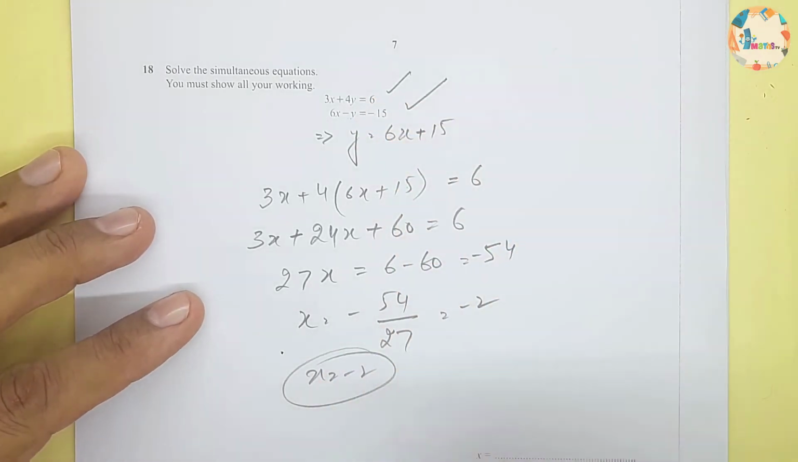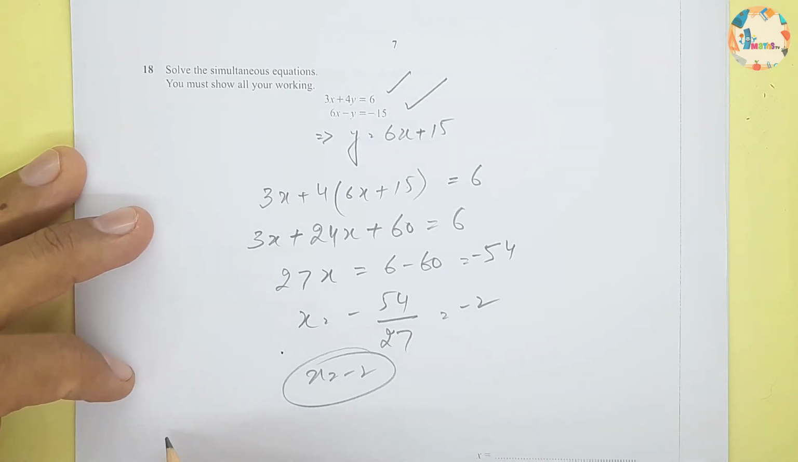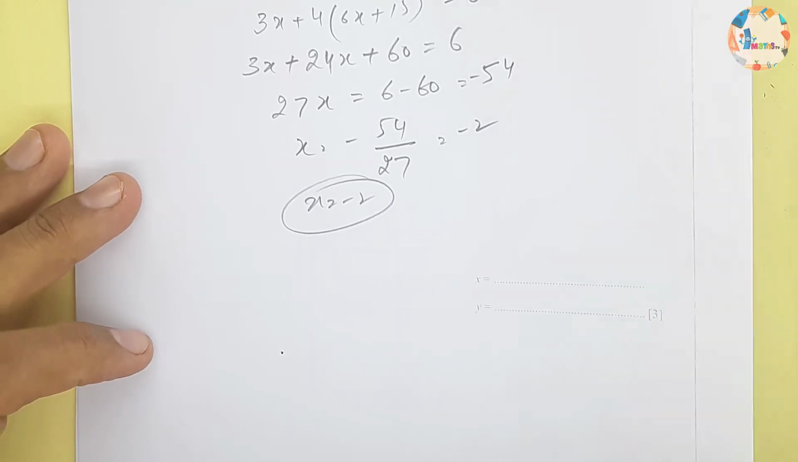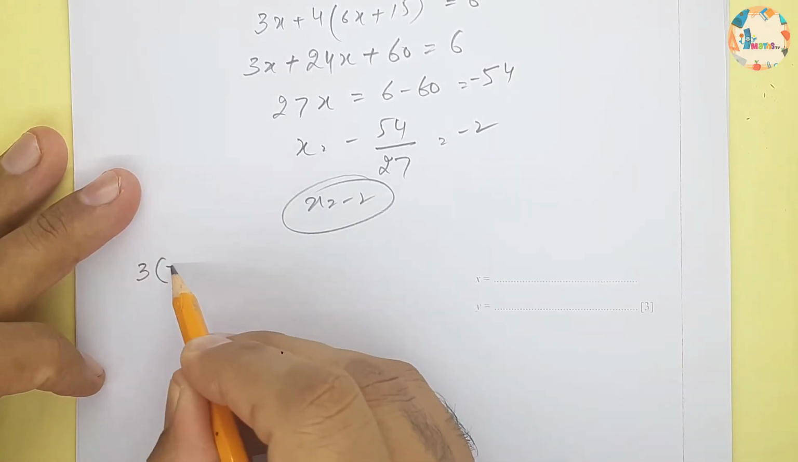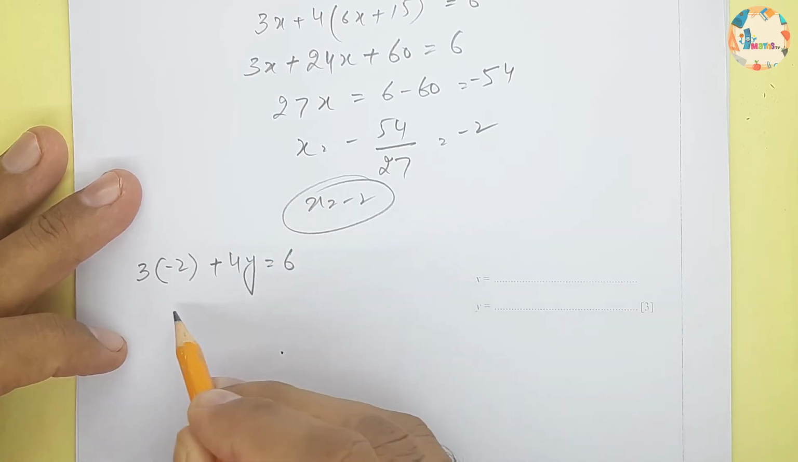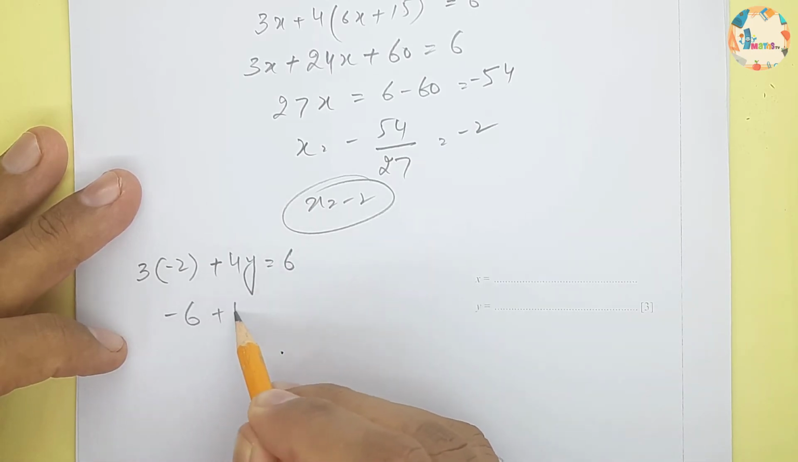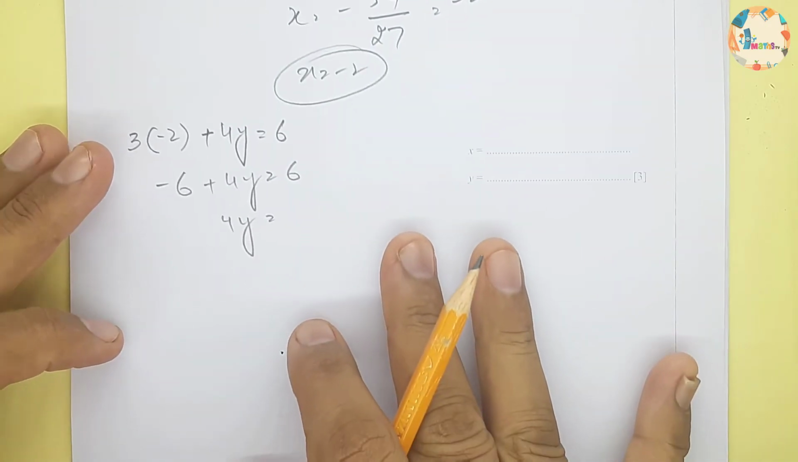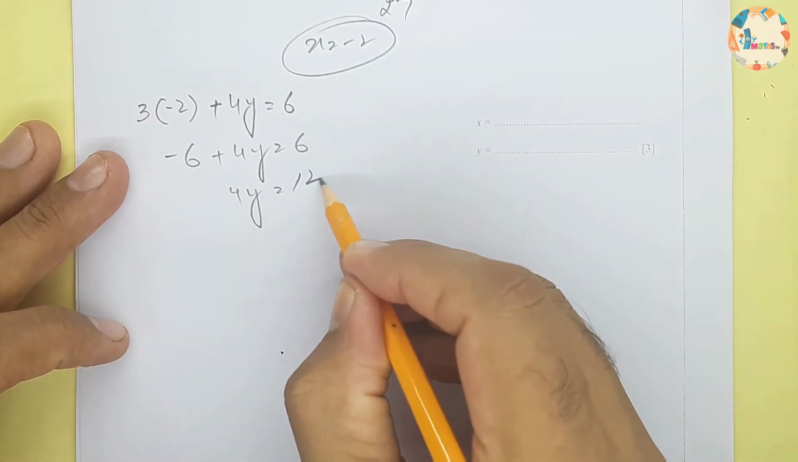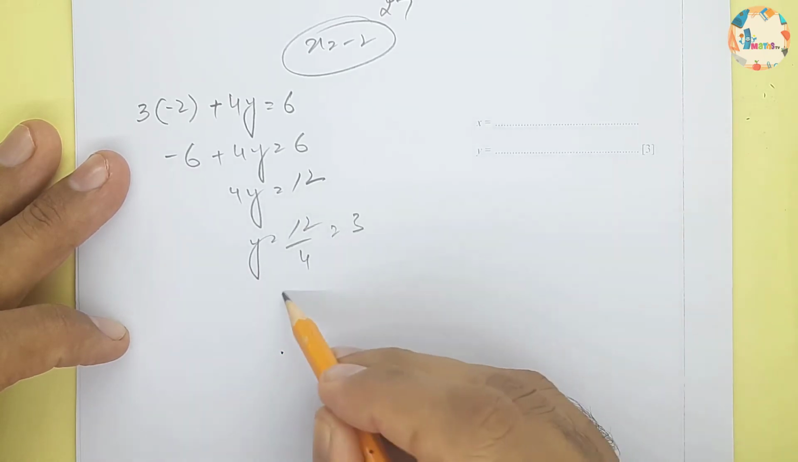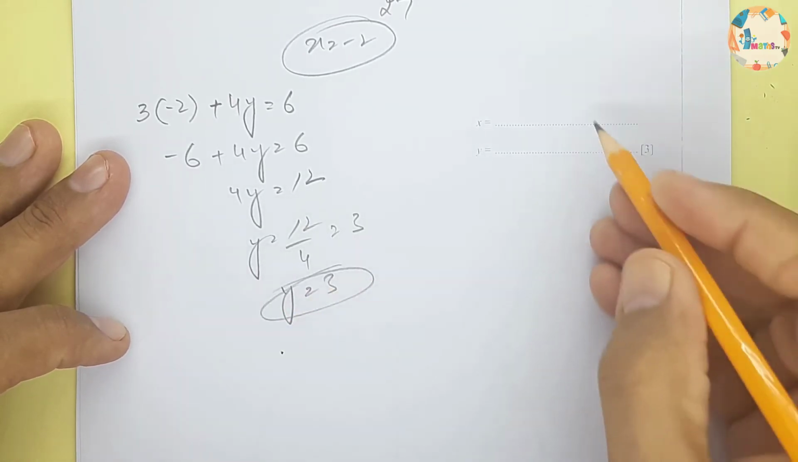We can replace this value in either of the two equations. For example, I will replace it in equation 1. So 3 into minus 2 plus 4y is equal to 6. So minus 6 plus 4y is equal to 6. So 4y is equal to 6 plus 6, which is 12, and y is equal to 12 by 4, which is 3. So y is equal to 3 will be our answer.